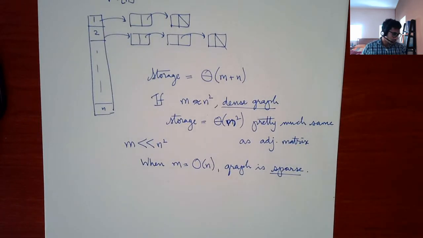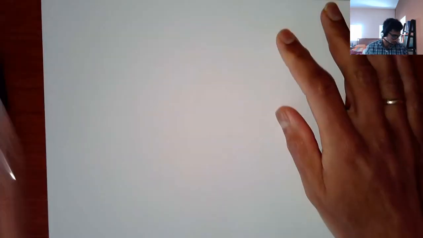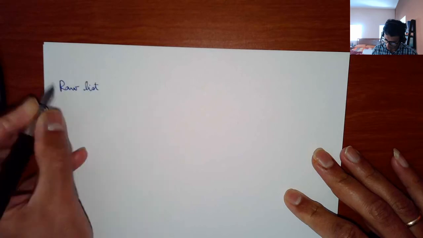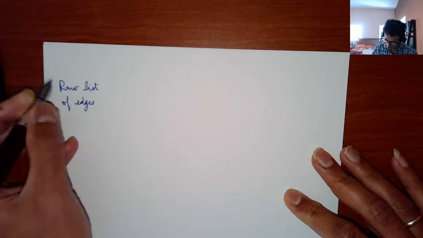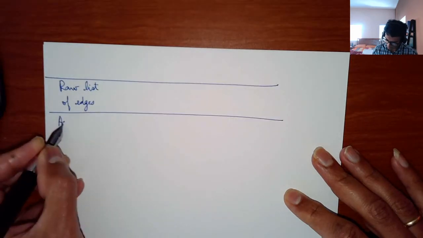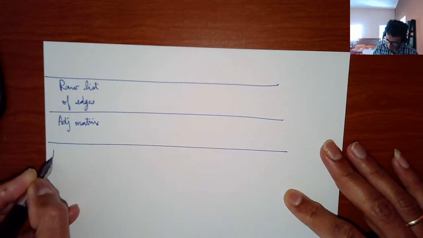Okay, so now that we have these three representations, the raw list of edges, the adjacency list, and the adjacency matrix, I want to draw out this table to basically show you. When we have different representations, different data structures and different operations, we get a matrix where we put running times in each of them. I'd like to do the same thing over here. So we have a raw list of edges, then we have the adjacency matrix, and then we have an adjacency list.